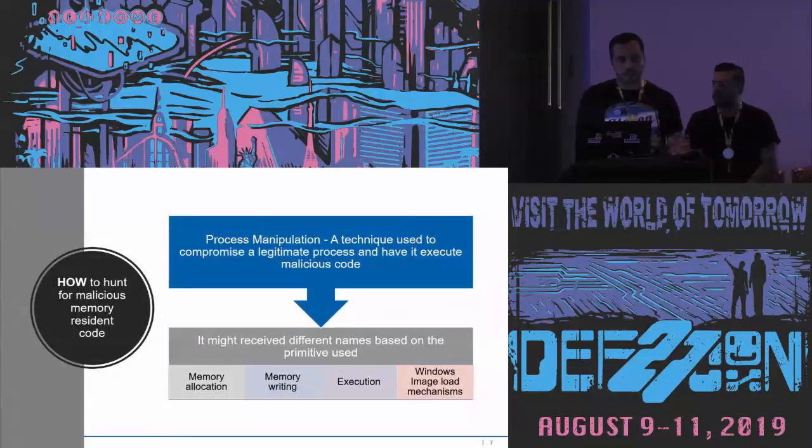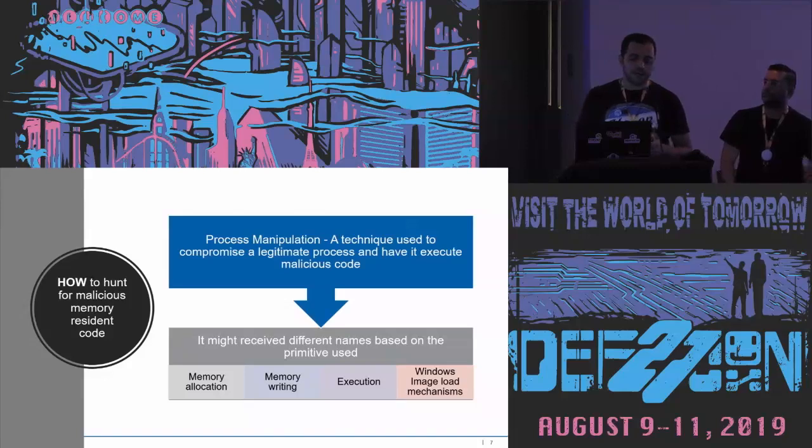So, okay, we just talked about the why. Now we will talk a bit about how we can hunt for this stuff in memory. On the how part, we will do a quick overview of what process manipulation is, and what properties of a process are affected by process manipulation or code injection techniques. And then we will also give you a few details on how a process is created in the Windows environment.